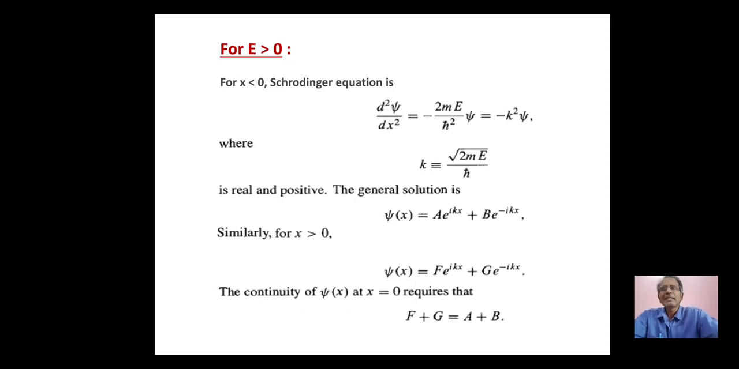Now for the scattering state, for which energy E is greater than 0, we have for x less than 0 the general solution of the Schrodinger equation as psi equal to a exponential ikx plus b exponential minus ikx, and for x greater than 0, psi equal to f exponential ikx plus g exponential minus ikx. Continuity of the function psi at x equal to 0 gives us f plus g equal to a plus b.